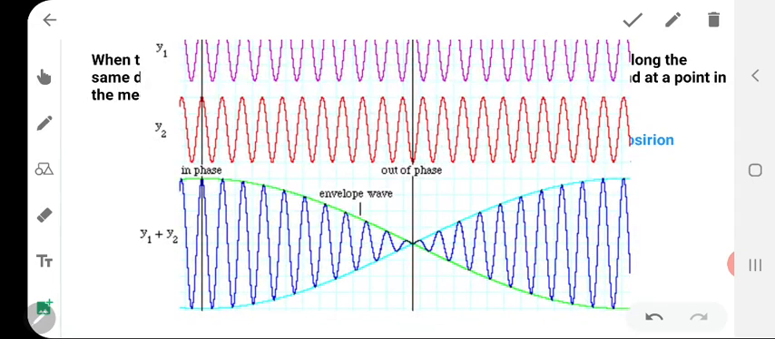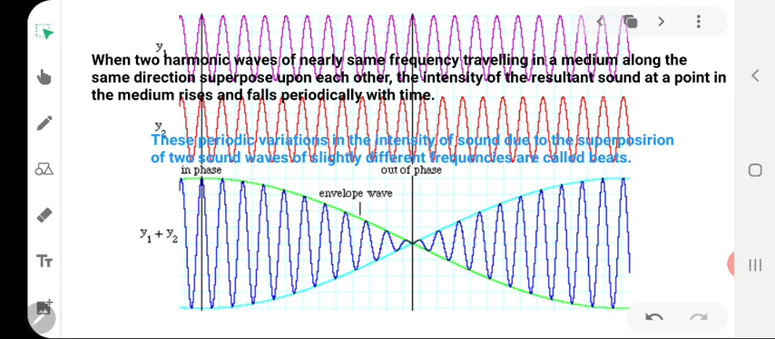The time interval between two successive beats is called the beat period, and the number of beats per second is called the beat frequency. So it is found to be equal to the difference in frequencies of the two superposing harmonic waves, that we shall be seeing a bit later.